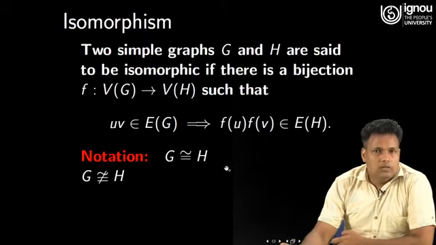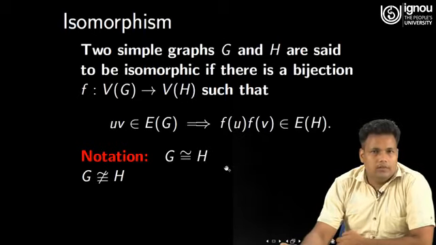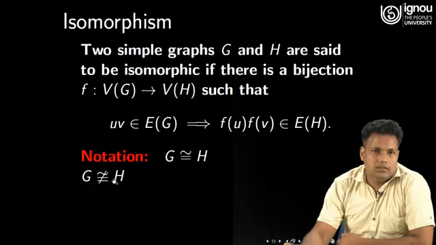So to denote that two graphs are isomorphic, we shall use this symbol. We read it, G is isomorphic to H, and when G and H are not isomorphic, we shall write this symbol. It is read as G is not isomorphic to H.